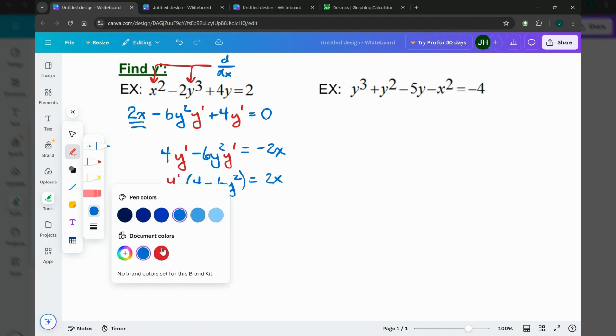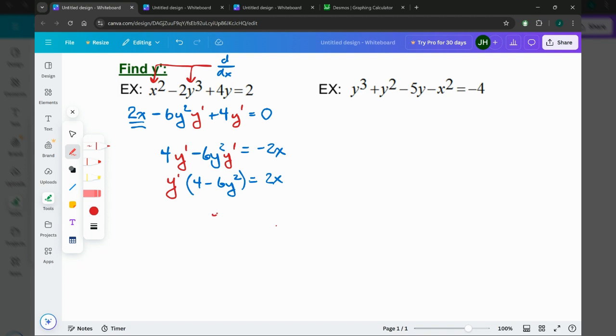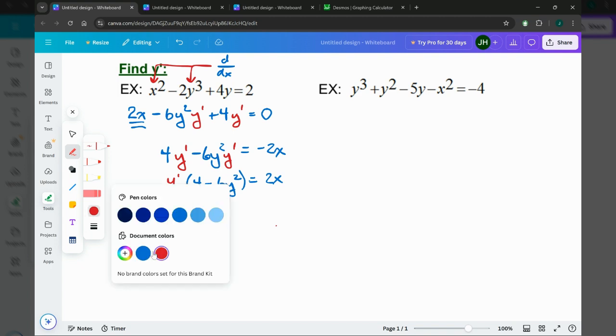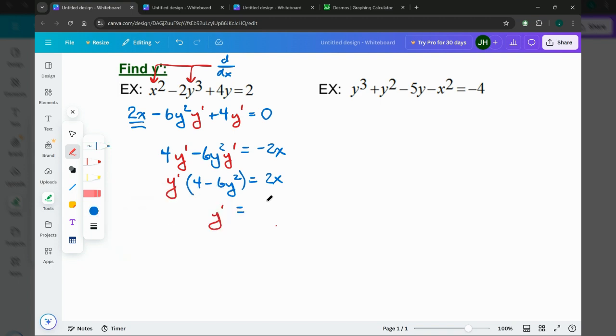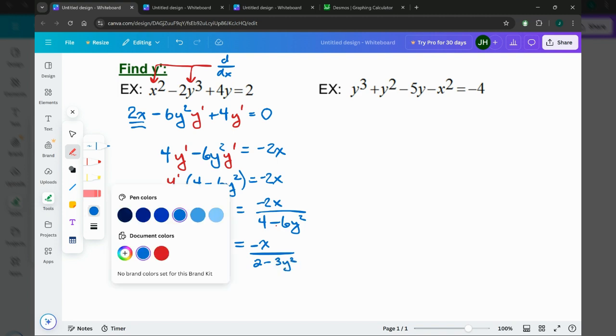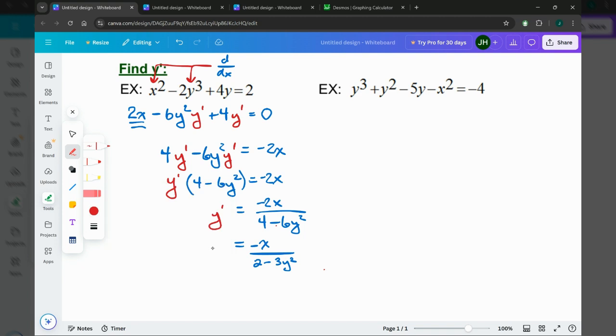And knowing our rules for solving, if I want to solve for y prime, whatever is multiplied by y prime, I'm going to have to divide by that expression. And you'll notice here, I can reduce by 2. That would give me x. And sorry, I forgot a negative here. It would give me negative x over 2 minus 3y squared. And that is the expression for my y prime.